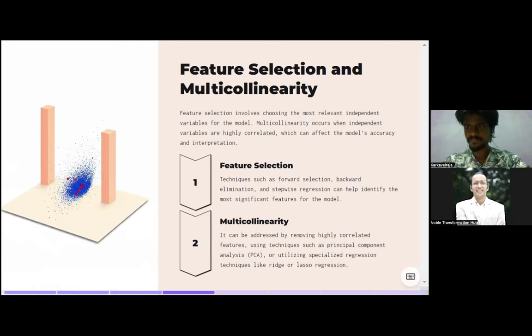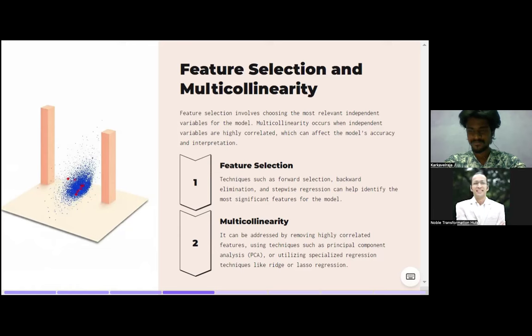Yeah. So feature selection and multicollinearity we have. Guys, if you understand the word collinearity, you will understand that it removes highly correlated features. If there are correlated features, it will remove them, because that is not required. That is why multicollinearity is very important. Feature selection, so let's go step by step.